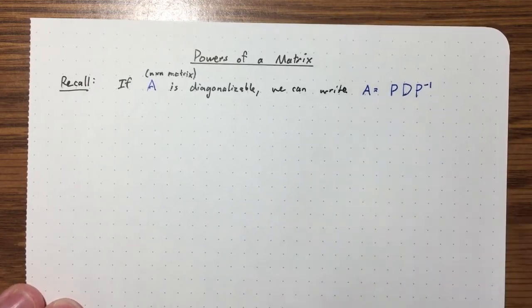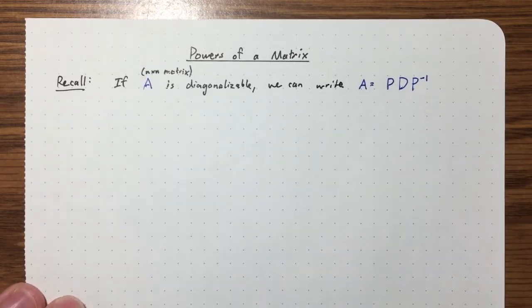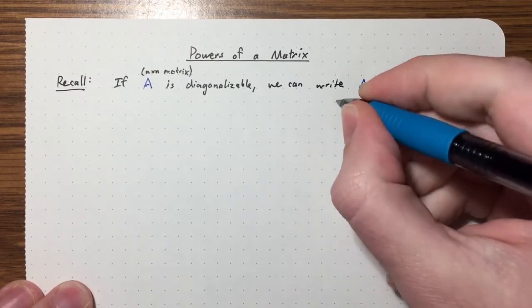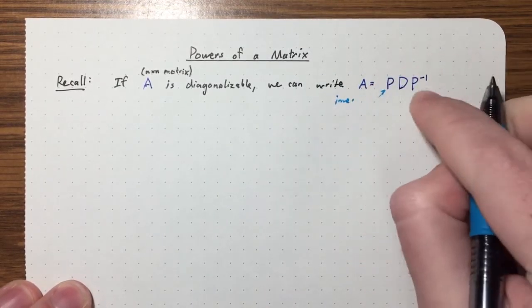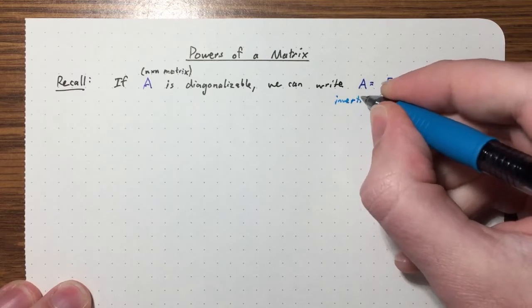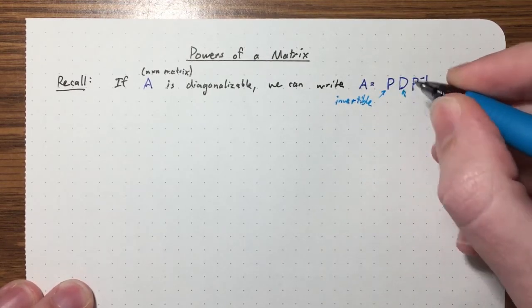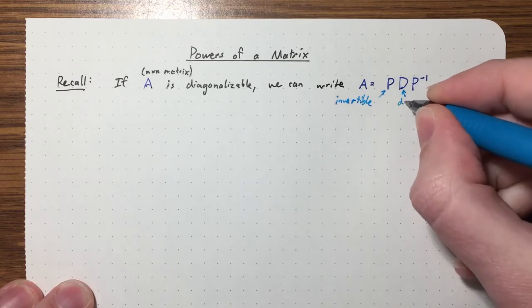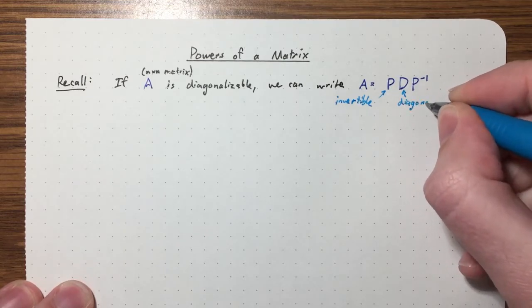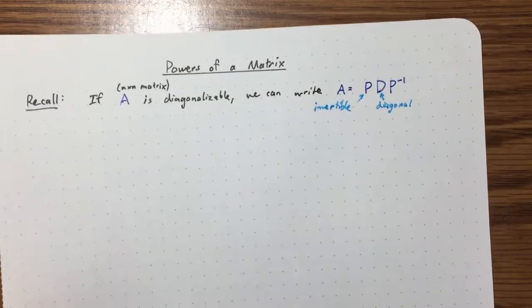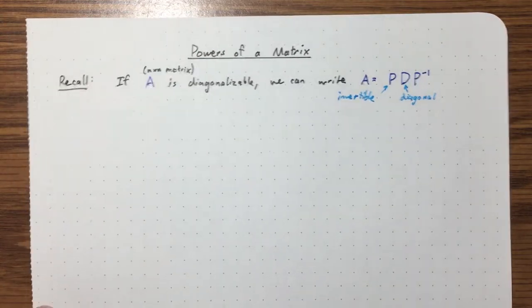Okay, so what are this P and D? Let me just write that in. P has to be invertible, obviously, because we have P inverse there. And again, this comes from the eigenvectors. And this matrix D is a diagonal matrix, and the entries along the diagonal, as we saw last time, are the eigenvalues. We'll see that again in the examples we do.